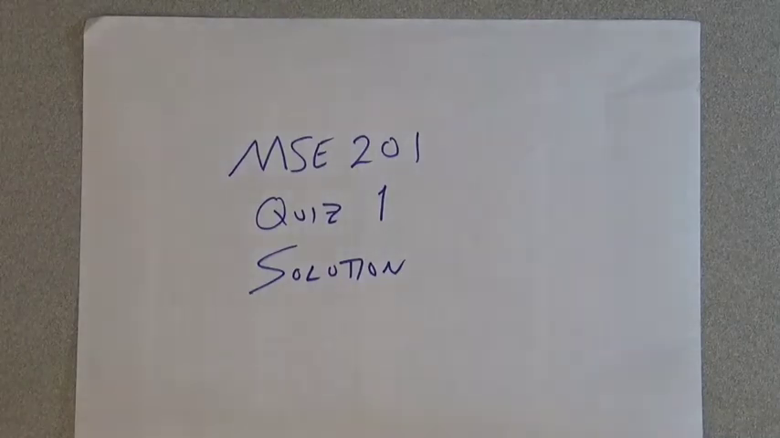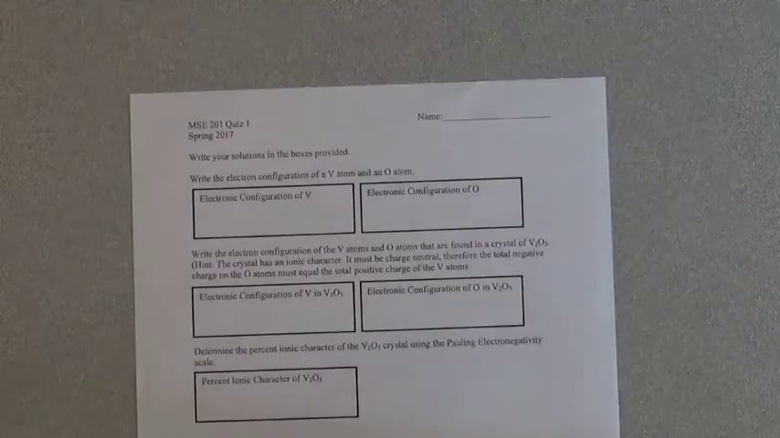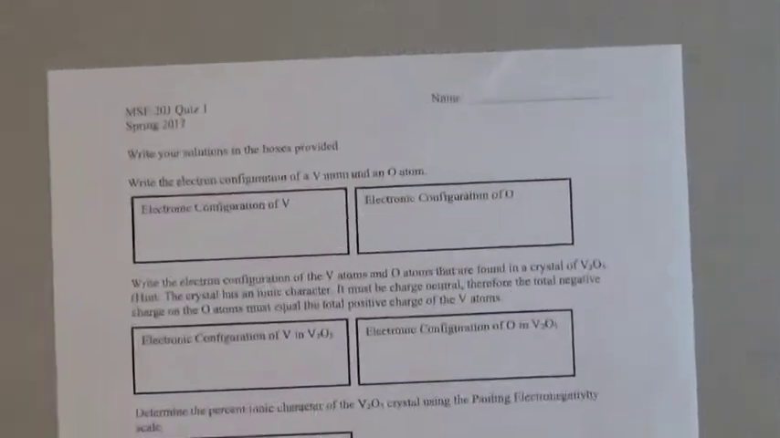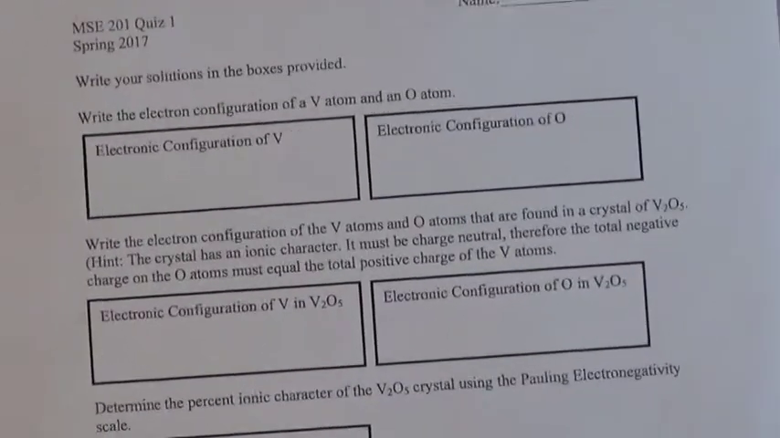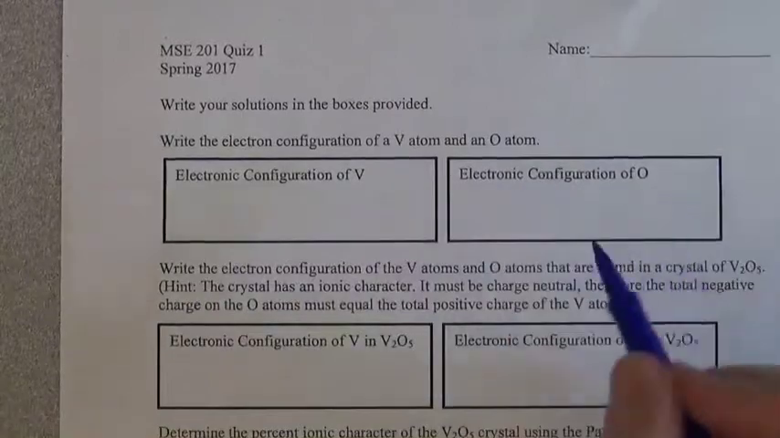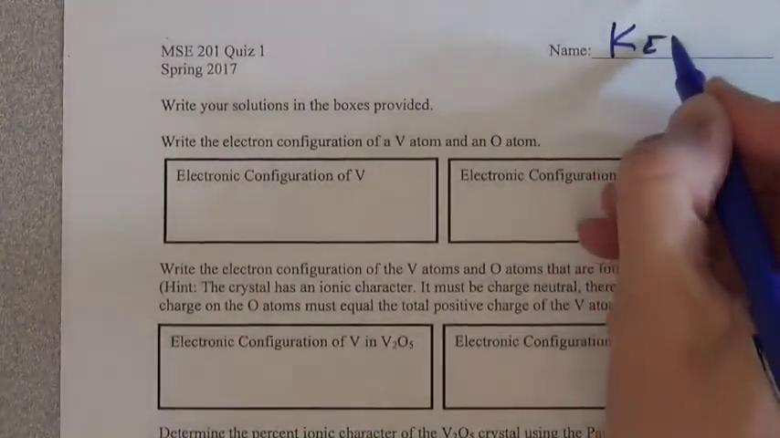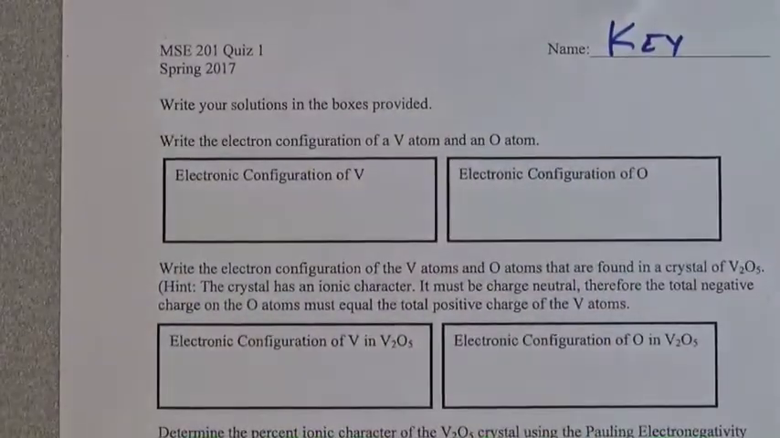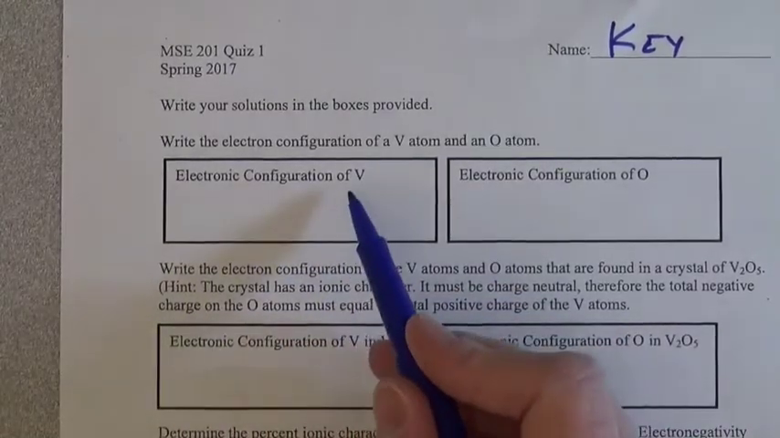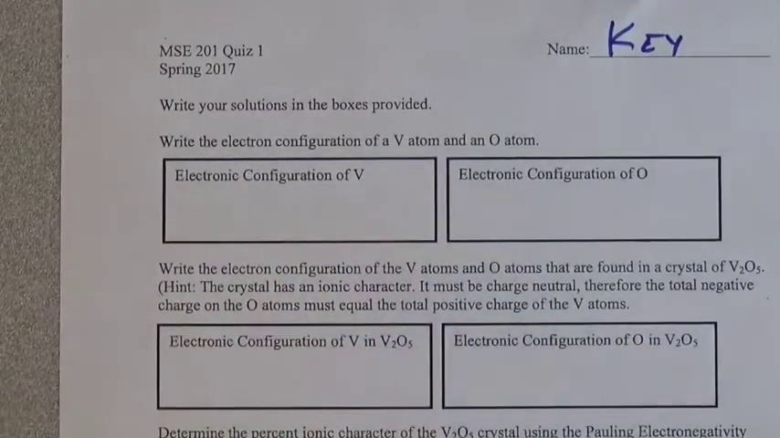So we're going to show here the solution to quiz 1. It's here. Zoom in. So, the solution involves identifying the electronic configuration of vanadium and of oxygen.